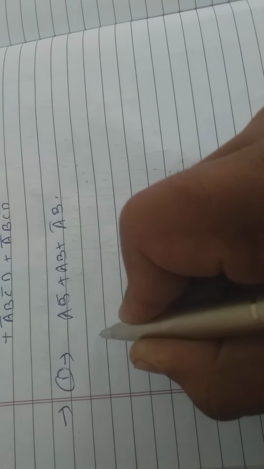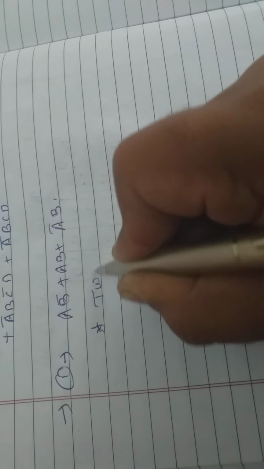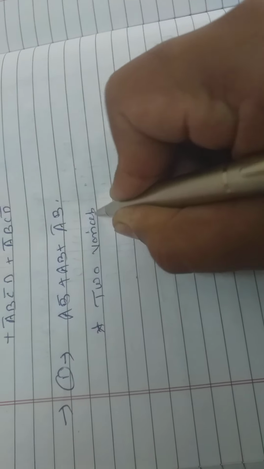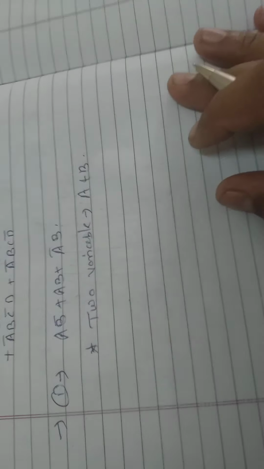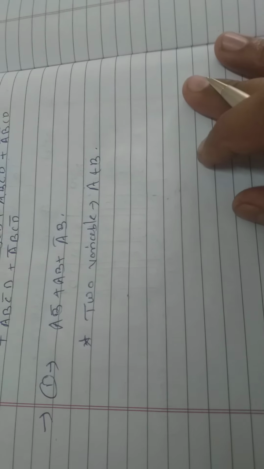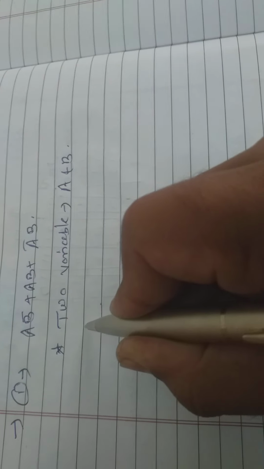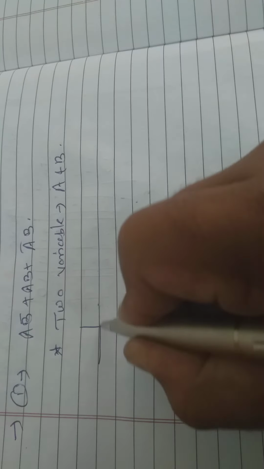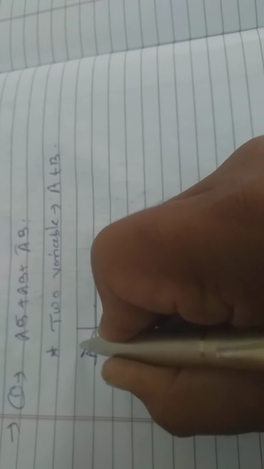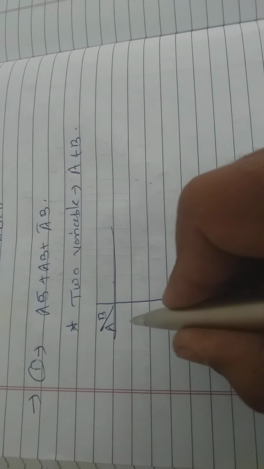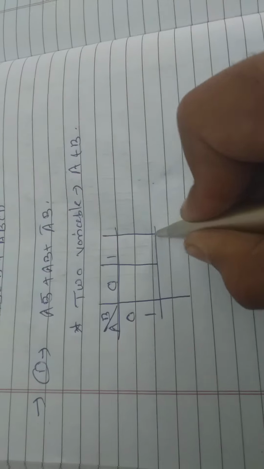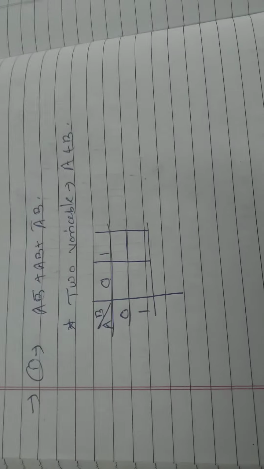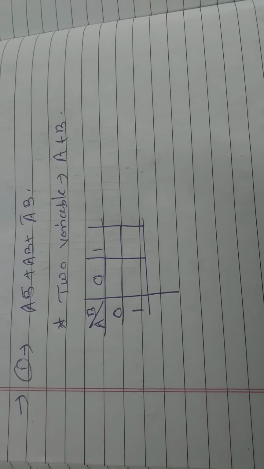In this equation, we use two variables, that is A and B. So for plotting we use a two variable K-map. Let's draw the structure of the two variable K-map. On this side A and B, so for A 0 and 1, for B 0 and 1. Let's plot the equation into this structure.